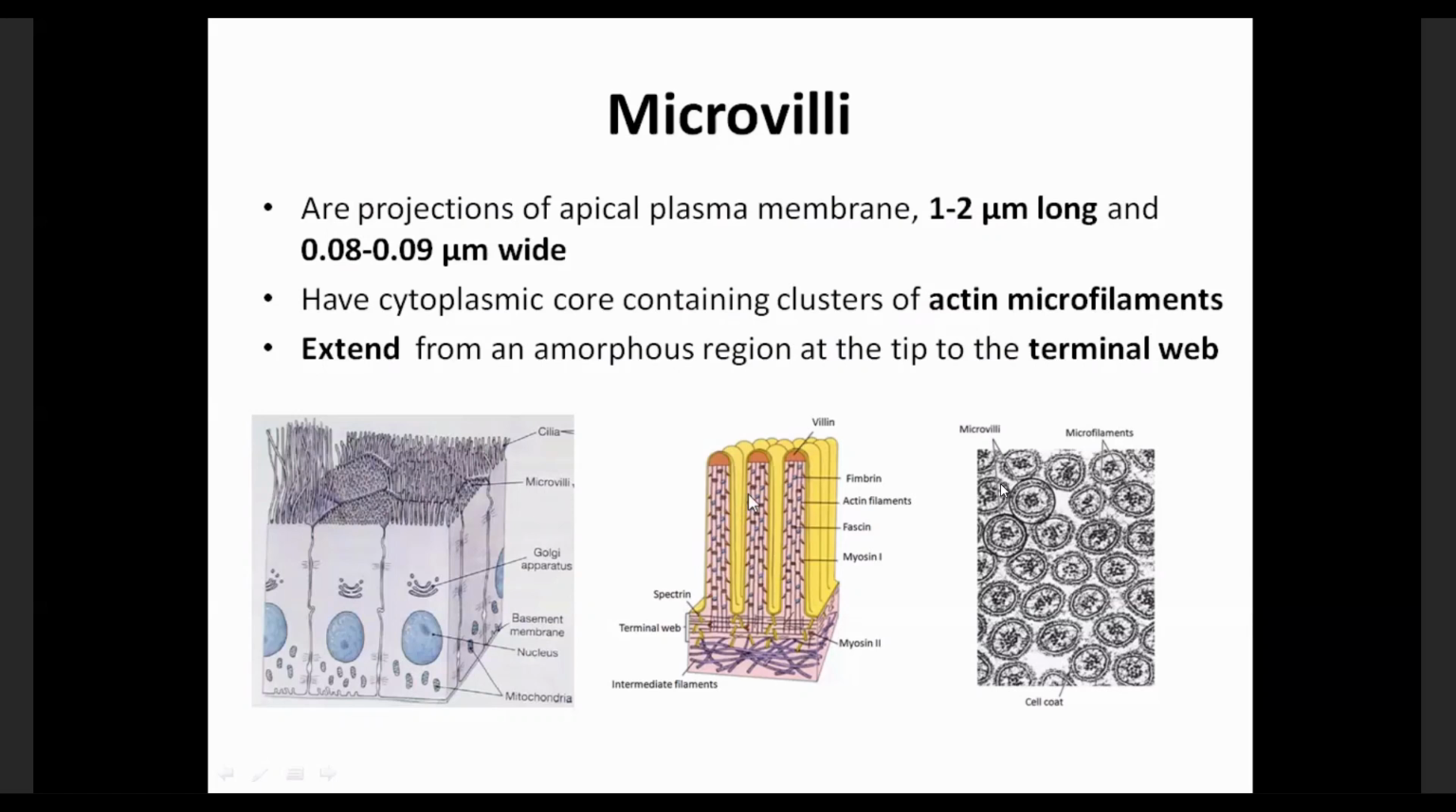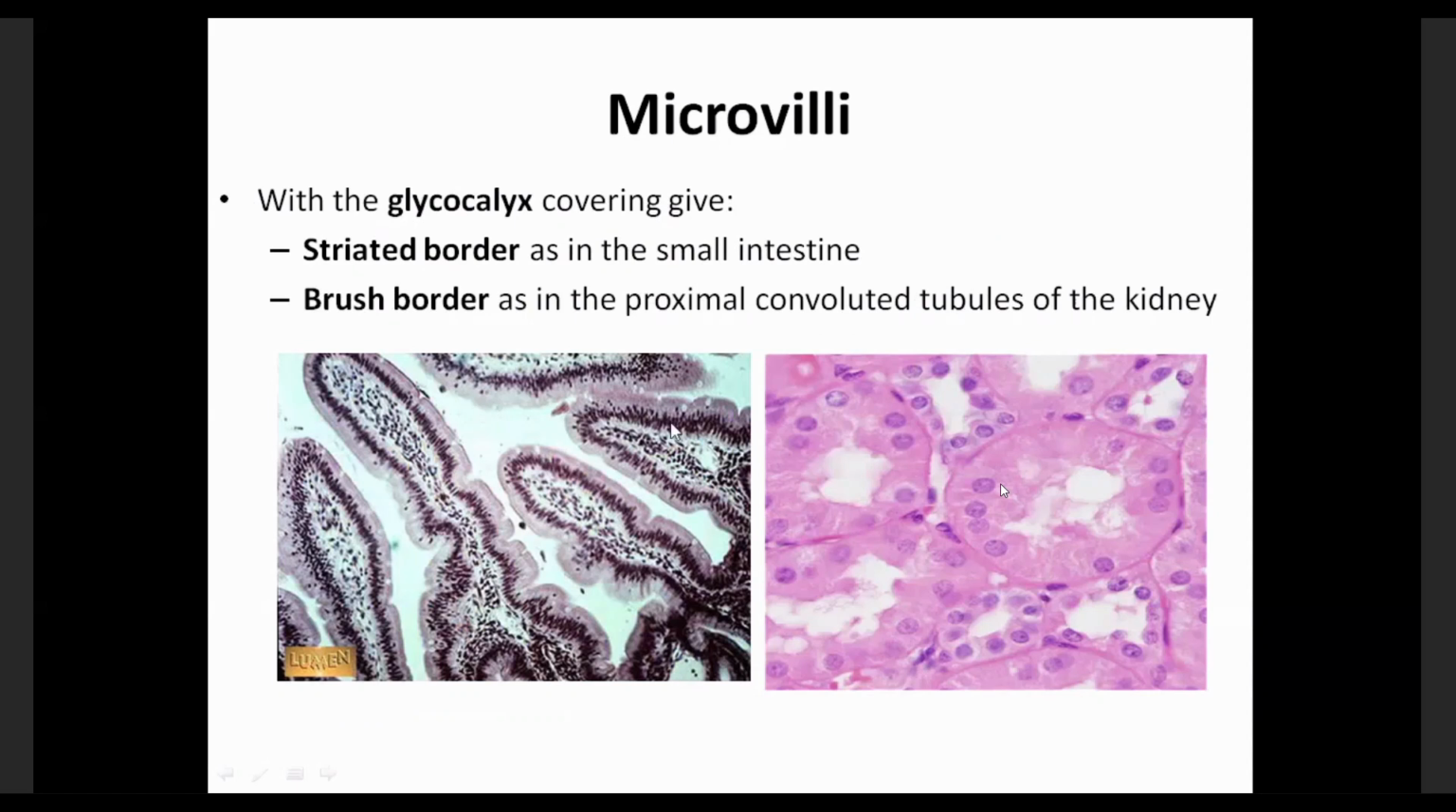You can now expect this type of microvilli to be found in cells that are involved in exchange of substances or absorption across the surface. So that's the whole purpose. They are there to increase surface area.